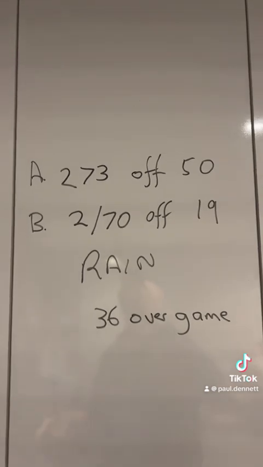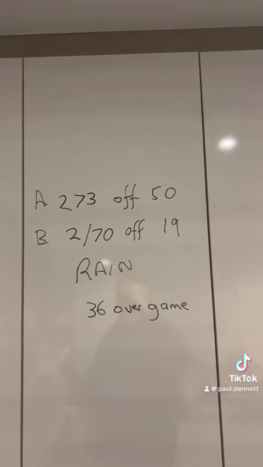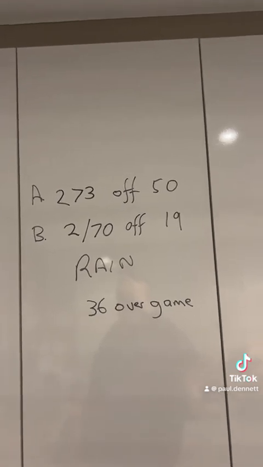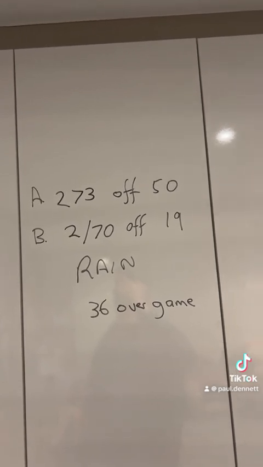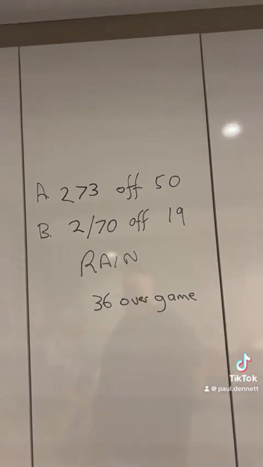Another example, this one a little bit more complex. Team A has made 273 off their 50 overs. Team B has reached 2 for 70 off 19 when the rain comes. Rain comes only for a little bit of time. When they get back on, it's going to be a 36-over game.